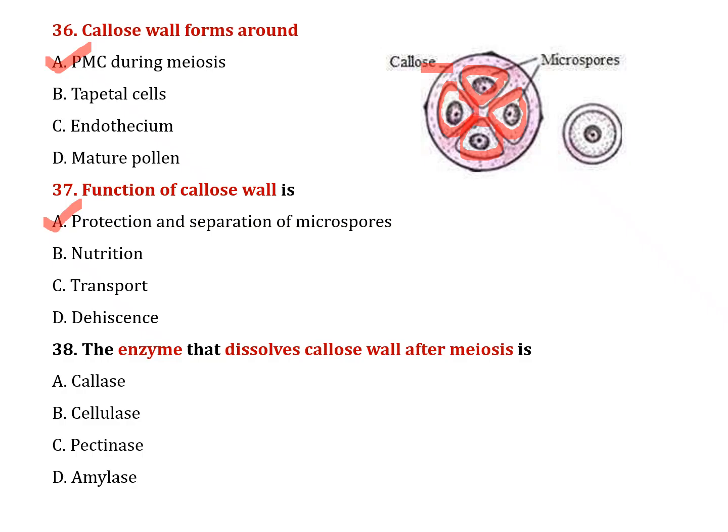The next question, number 38. The enzyme that dissolves callose wall after meiosis is: option A, callase; option B, cellulase; option C, pectinase; option D, amylase. Correct answer is option A, callase.